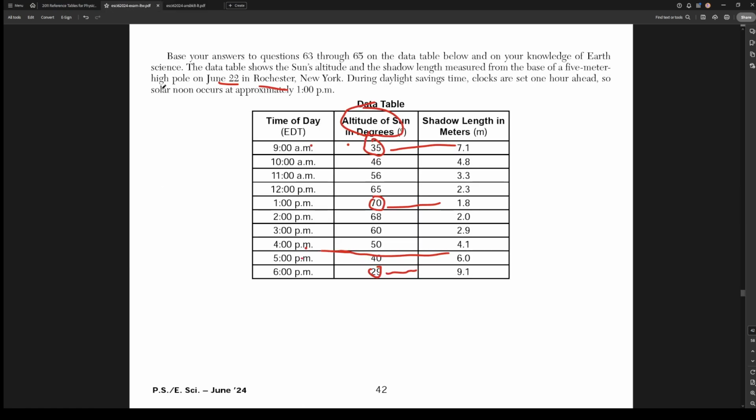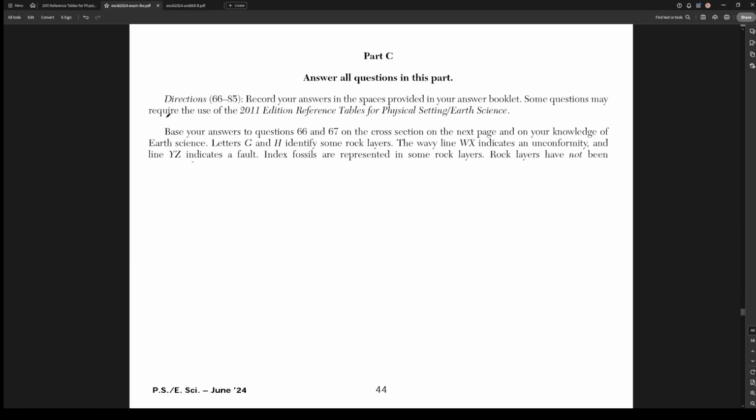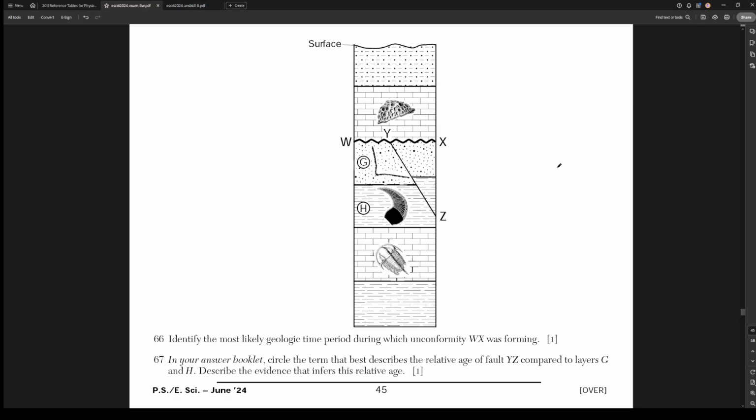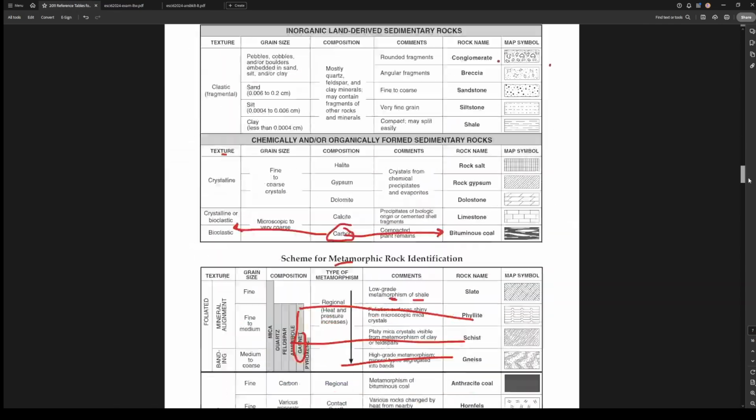Okay, 66. Okay, there is an unconformity, rock layers, a fault, index fossils. Let's see. Identify the geologic time period which unconformity WX was forming. So it's forming between this bird and this coral. So we need to find the bird and the coral on the time scale.